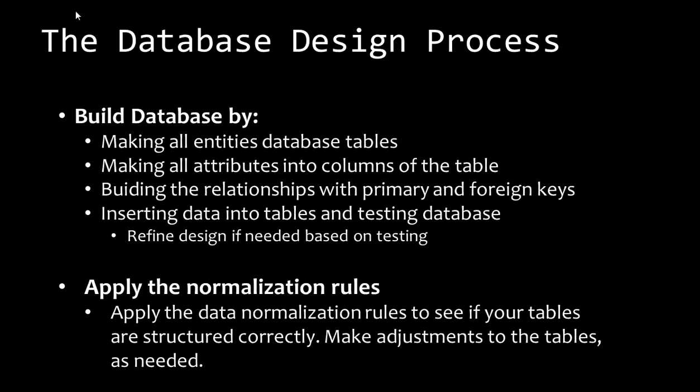Once we have defined and designed all of this, we'll finally go out and start building our database, which we'll do in this class. We'll get in a SQL Server and we'll start building the databases. And we'll do that by making all our entities into database tables. And we'll talk more about what a table is. We'll make all our attributes into columns of the table. We'll build the relationships with the primary and the foreign keys. We'll insert data in these tables and test the data. Based upon how it all works, we may refine our design if needed and move on.